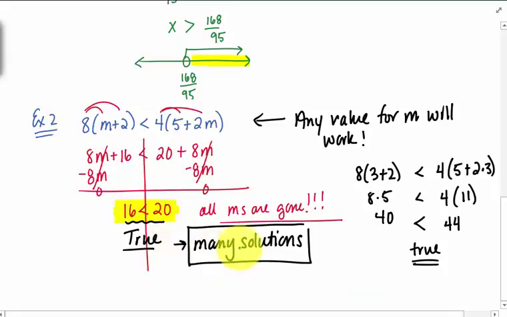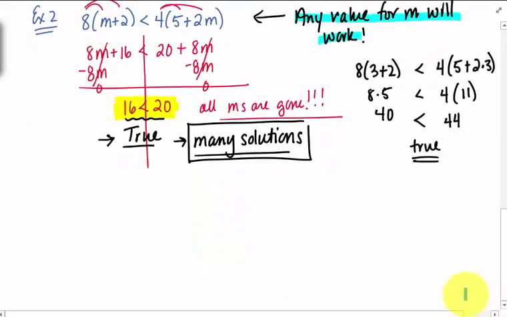So this is a case where all of the m's are gone. They disappear. When that happens, look back at your inequality, see if the result is true or false. If you answer that yes, that's true, 16 is less than 20, then you have many solutions, which means any value for your variable will work for your problem.